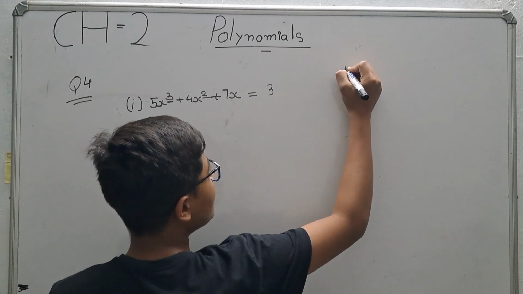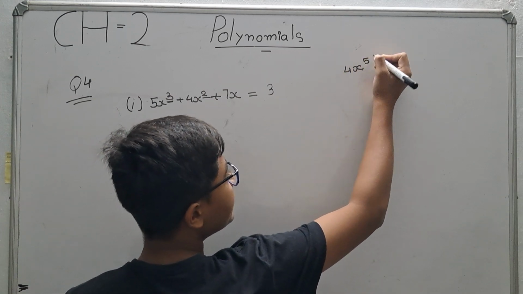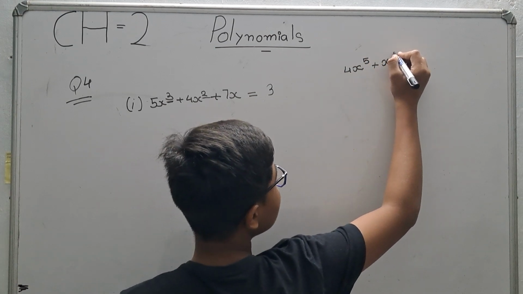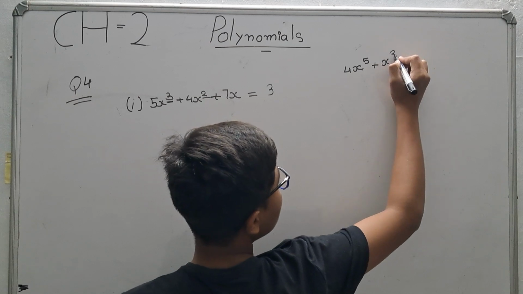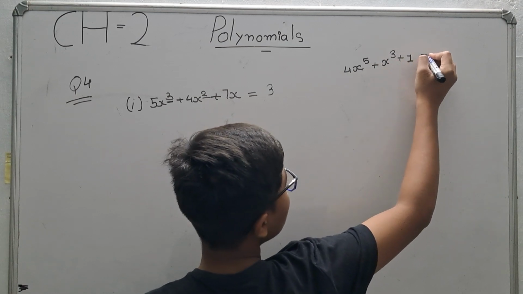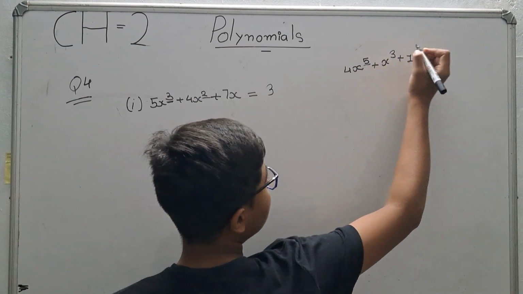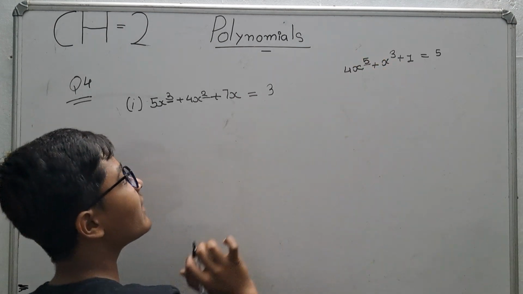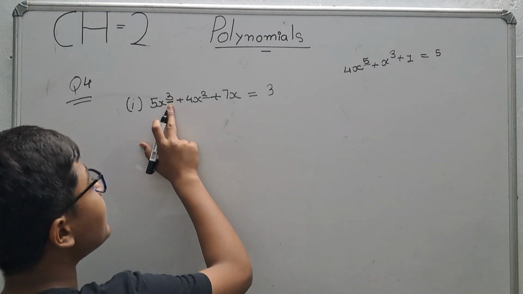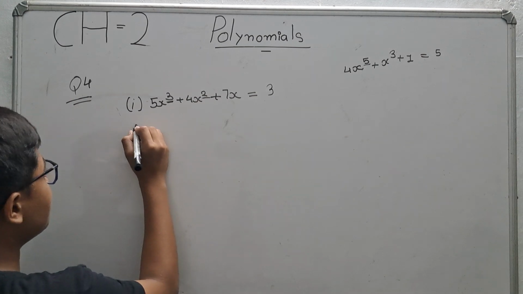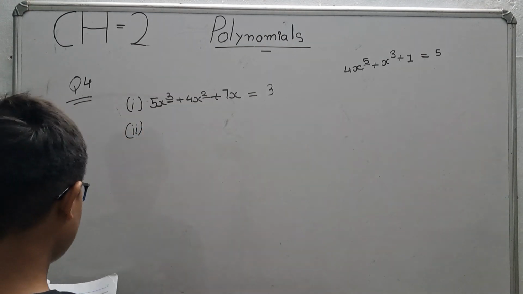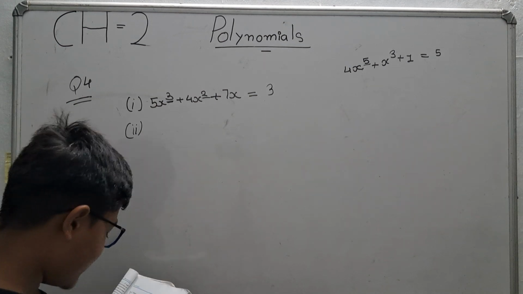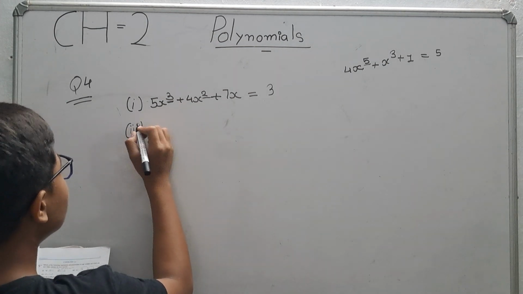I am giving one example. 4x to the power 5 plus x cube plus 1. So what will you write here? You will write 5, because the highest power or highest degree is 5. So here the highest degree and power is 3. So let's do the second number, and the remaining 2 I am giving in homework. Let's do the third number.